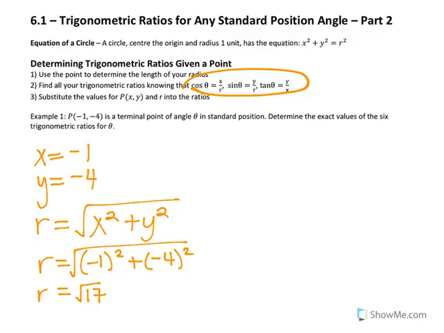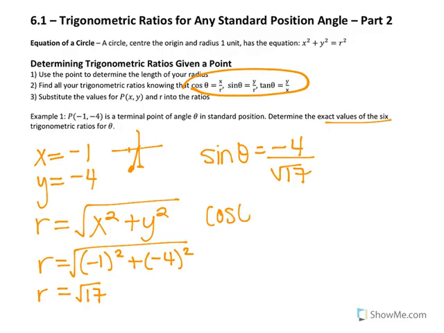So determine the values of the 6 trigonometric ratios. Be careful with these negatives. So sine of theta is going to be -4 over root 17. You can also tell that this is in quadrant 3 because it's over 1, down 4. So it makes sense that sine is negative. Cos theta is equal to -1 over root 17. Tangent theta is equal to y over x, so -4 over -1, which is the same as 4.